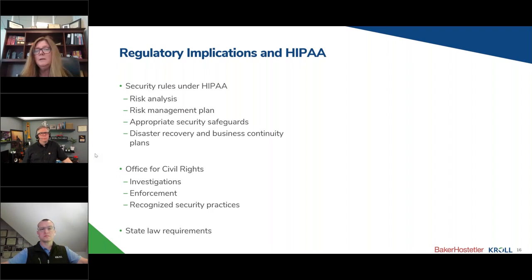And then recognized security practices. Probably about 3 years ago, we saw a change in HITECH where they added a mitigating factor for organizations that have what are called recognized security practices. If you don't know what those are, I'm happy to provide those to you separately. You can reach out to Kroll and I can get those over to you, the types of questions that get asked. But basically, it's looking again at some of the basics.